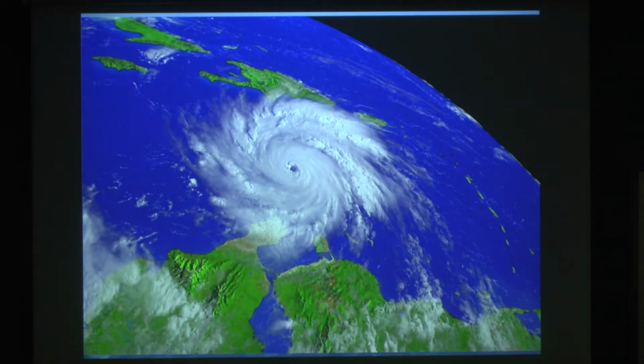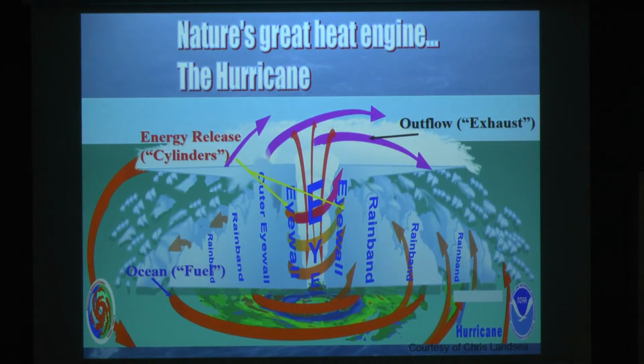If you're not familiar with hurricanes, this is a satellite visible image showing a typical hurricane, with category 2 or 3 strength. I believe this is Hurricane Irma. If we do a cross section through the hurricane, this schematic diagram shows the general structure of a storm.